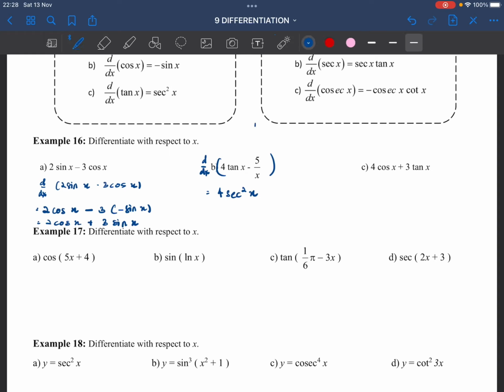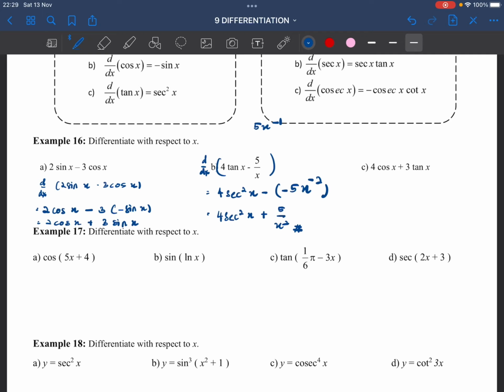First we can change it into 5x to the power of negative 1. Remember how to differentiate this, basic power, bring the power to the front. So we will have negative 5, copy x, the power minus 1, so we will have negative 2 here. For the power rule we have to differentiate the inside, so differentiate x, we will still get 1. So here you can simplify. We have 4 secant square x plus 5 over x square. Okay, is that right? 5 over x square. Yes, that's right.